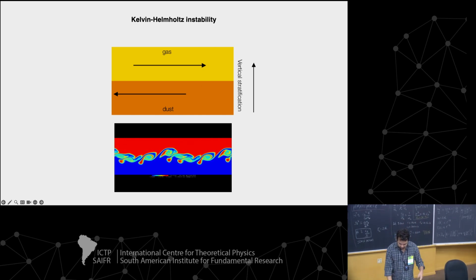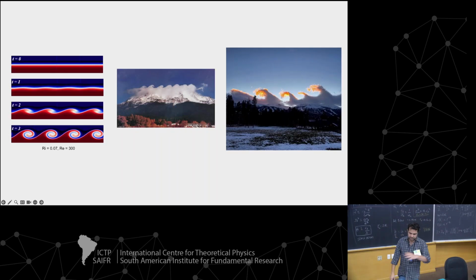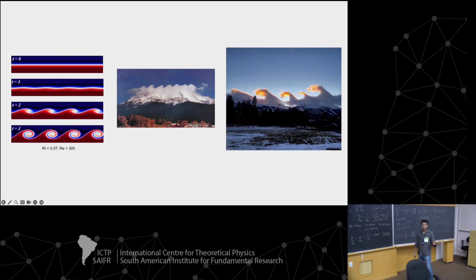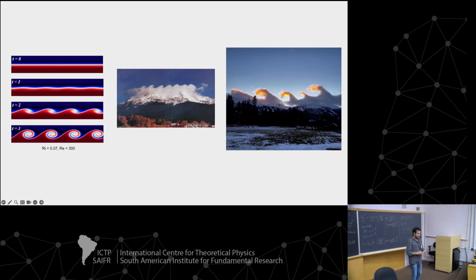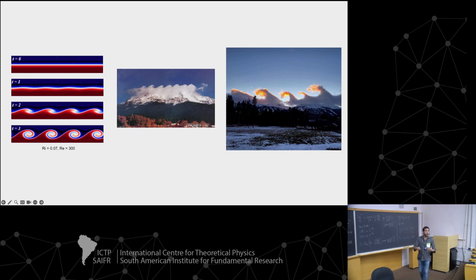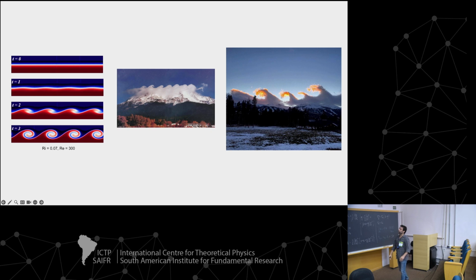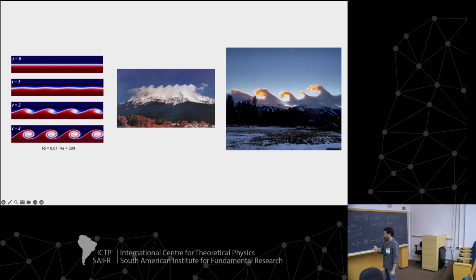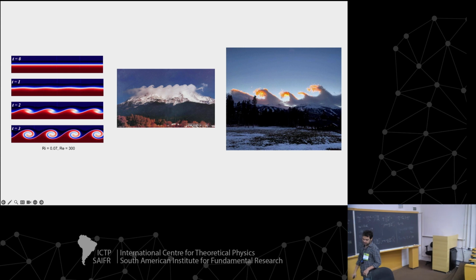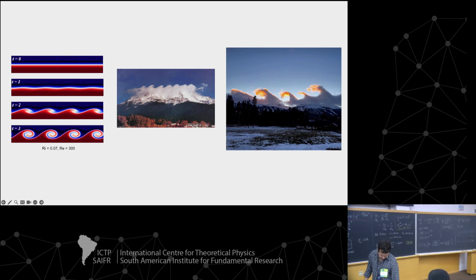Kelvin-Helmholtz instability, as I said, appears pretty much everywhere when you have an interface between two fluids. It can be stabilized by surface tension, which is why you don't always see it in the ocean, at the interface between the atmosphere and the water. But in many cases, when it can beat this tension, you'll see it. You see it in the clouds, right? This is also Kelvin-Helmholtz instability seen in clouds.